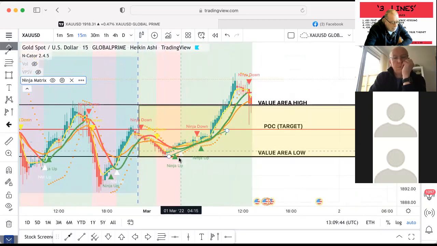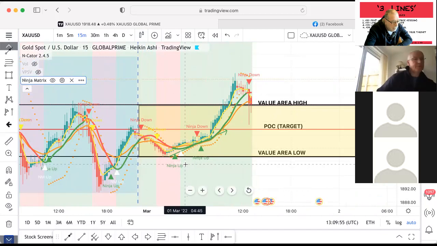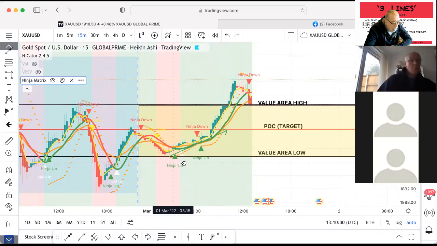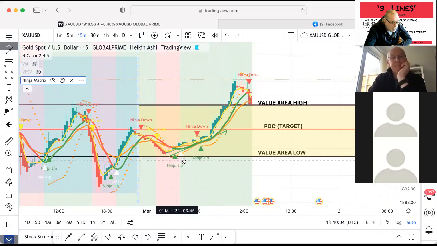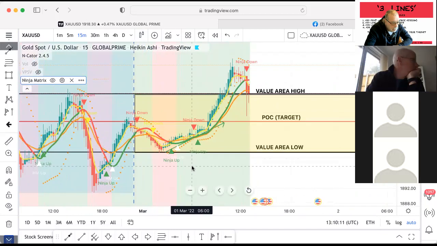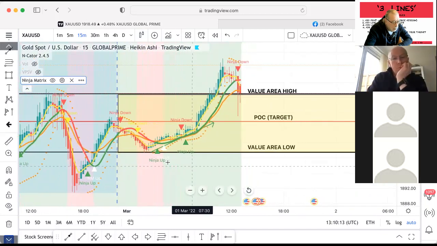You do get ninja up indicators without the Heikin-Ashi candles, but they're not reliable. Kevin designed this ninjacator to work with Heikin-Ashi candles. So what I'll be looking at is here, I would see that we'd already had a ninja up prior to the ninja matrix up. And the third thing on my checklist would be these moving averages.